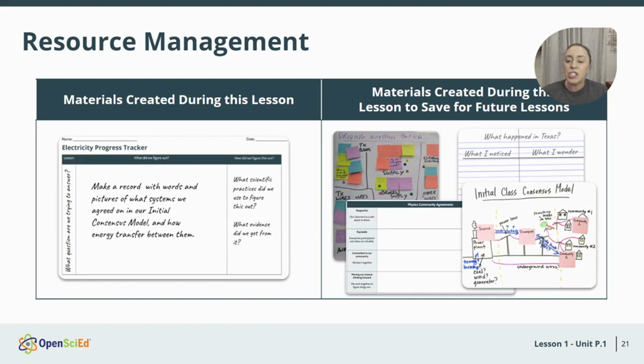And then lastly, students create their progress tracker for the first time in this lesson, and they'll keep that in their binders. And then the posters that you make in this lesson, you want to save for future lessons. In particular, your driving question board, your notices and wonders, and your consensus model so that you can refer to them as you know more. And then your community agreements are going to be something that you want to keep a hold of as well so that you can build upon them as time together progresses.